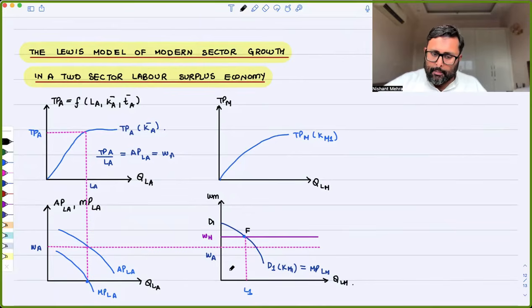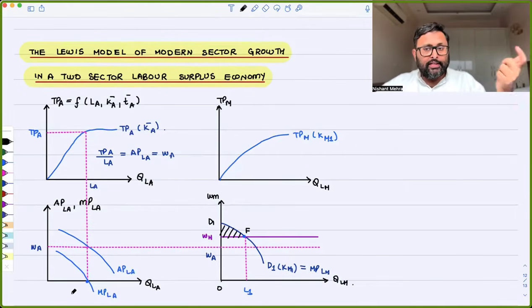So the amount of total output which is generated is how much? ODF L1. So if you are employing L1 amount of labor, the total output which is generated in the industrial sector is ODF L1. How much wages you are paying for L1 amount of labor? OWMF L1. So this is the amount of profits which you have.